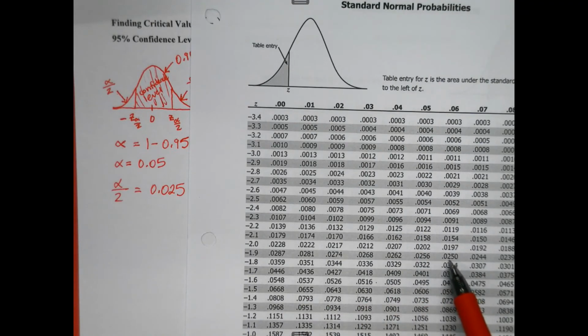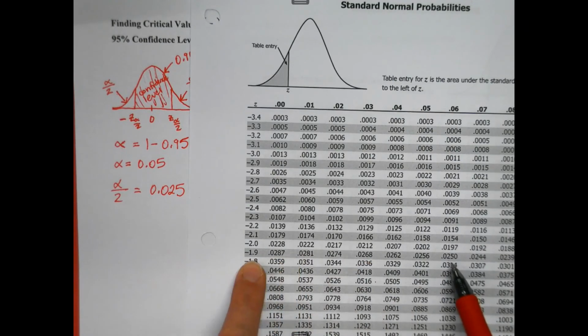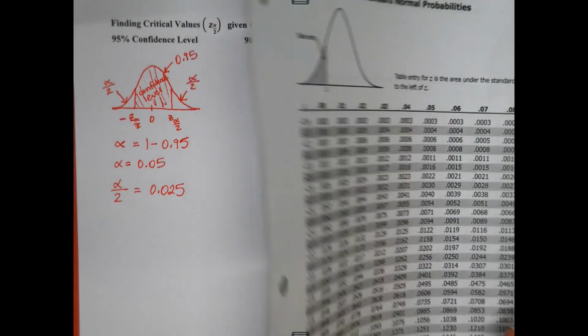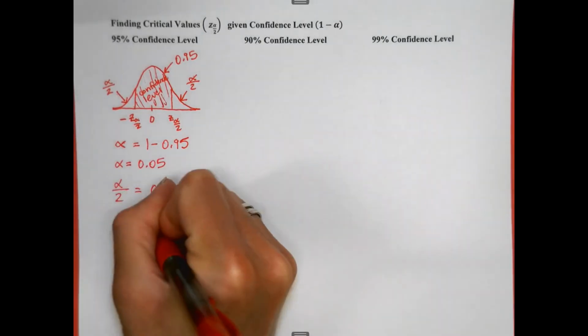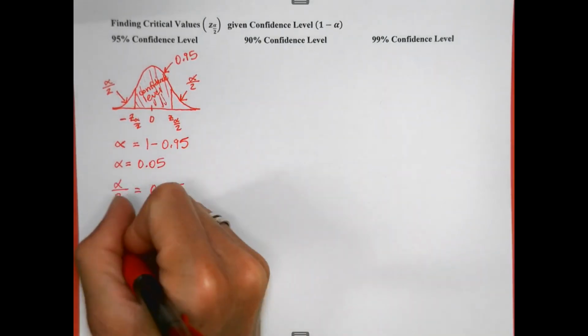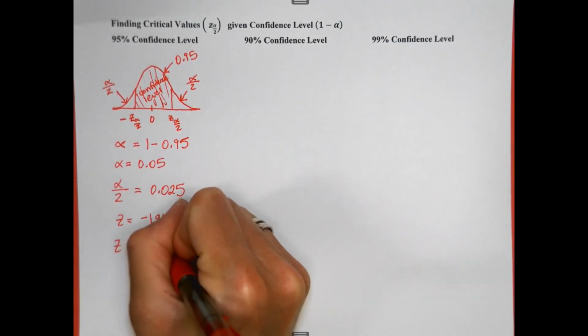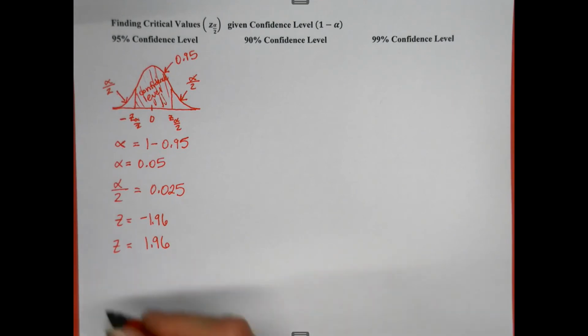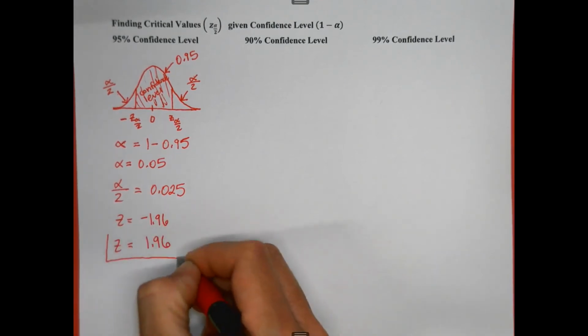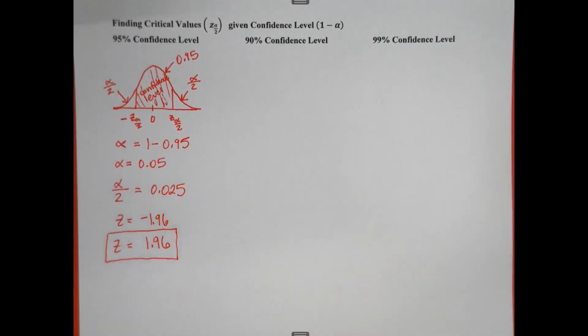And we see right here, 0.025 is a z-score of negative 1.96. So our z values are going to be negative 1.96, and then also positive 1.96. The reason why is because this is symmetric, so on either side, it's going to be exactly the same. We don't use the negative one as a critical value. We always use the positive one. So there's the one that we would use if we said we were 95% confident.